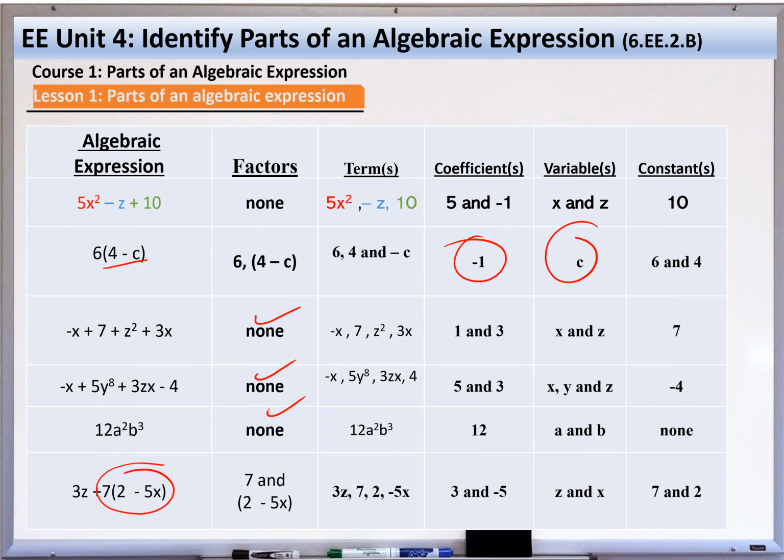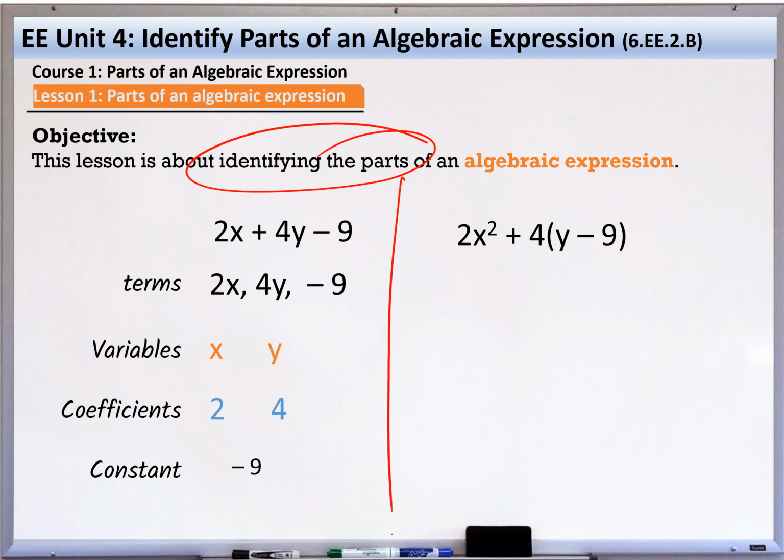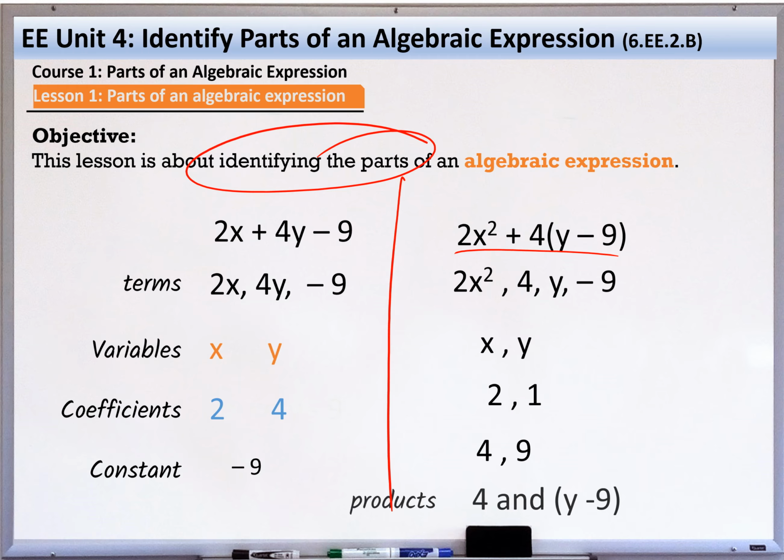All right, so I'm going to wrap that up. Identifying parts of algebraic expressions was kind of separated into two parts. One was with factors, one without. So if you had this expression, for example, your terms are 2 times x squared, 4y, and minus 9. Your variables are x and y, coefficients 2 and 1. Your constants are 4 and 9. But this one has factors, 4 times the quantity of y minus 9.